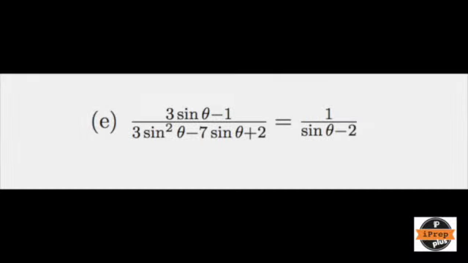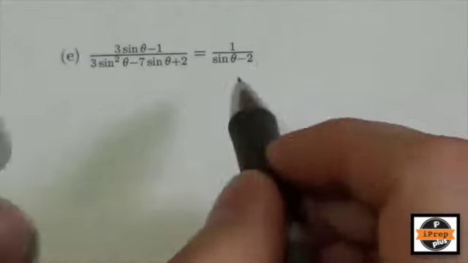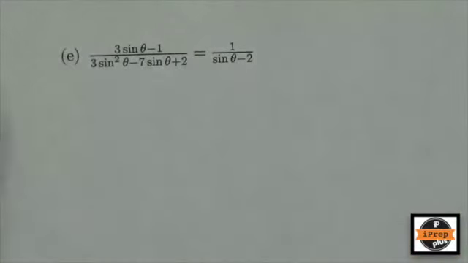3 times the sine of theta minus 1 divided by 3 sine squared of theta minus 7 sine theta plus 2 is equal to 1 divided by the sine of theta minus 2. All right, now the final one that we're going to look at is this one right here, and I like this one.